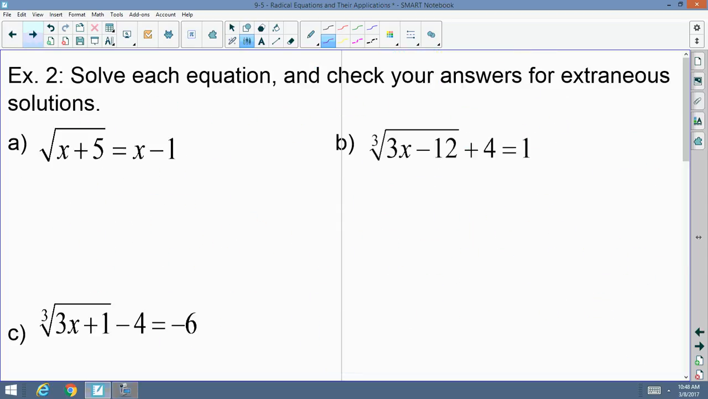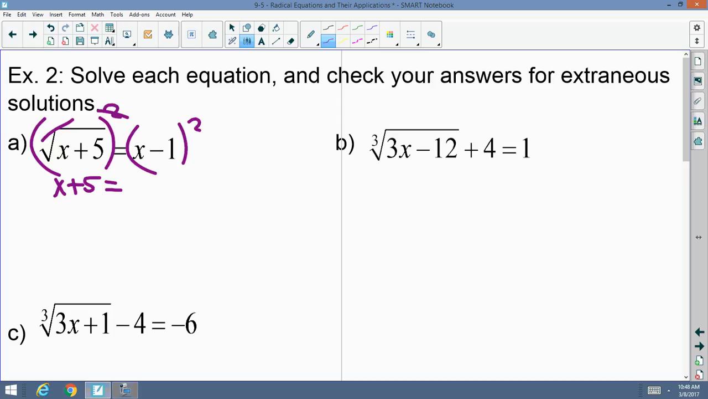All right, next. Now let's amp it up a little bit, guys, because life isn't always going to be easy. Solve each equation. Okay, now we're going to go a little different route. I got the radical alone, right? Okay, well, I'm going to square both sides. The radical cancels. I have x plus 5. But now, guys, this is x minus 1 squared, okay?